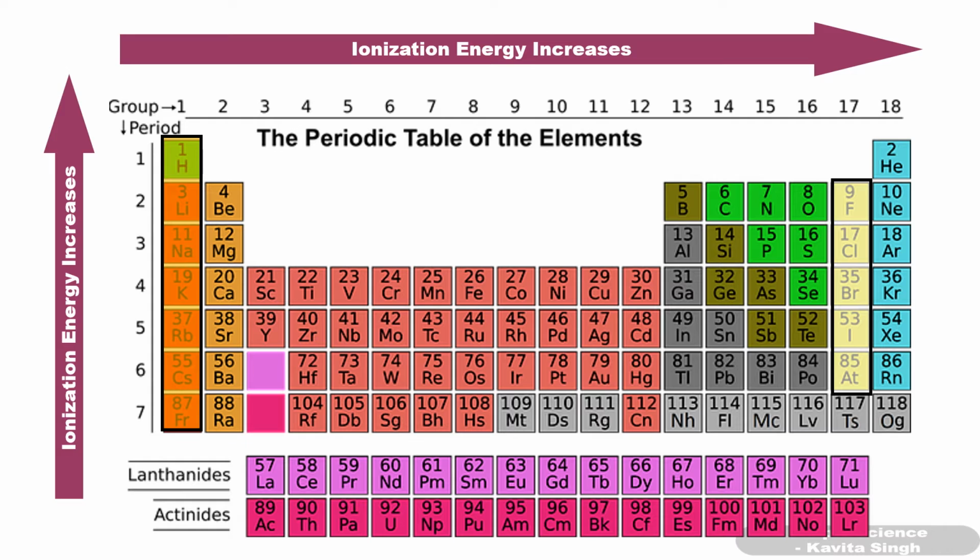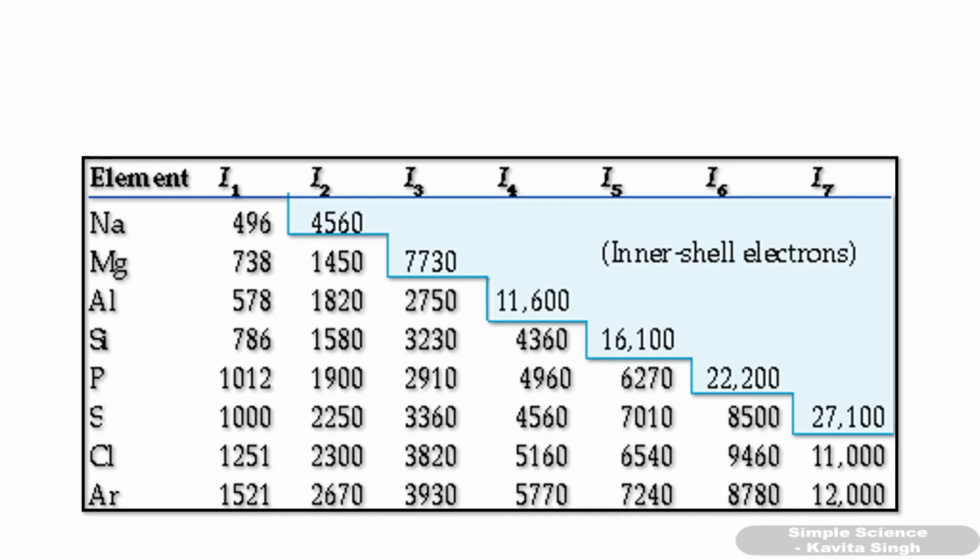So it will be easy for us to remove, or it will require less energy for its removal. So ionization energy will be less for the electrons or atoms of last period elements. Now from this chart you can check the first ionization potential and second ionization potential of a few elements, and also the ionization potential of the inner shell electrons. When inner shell electrons are removed, what is the energy required?